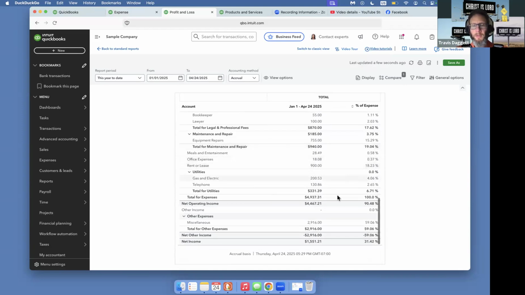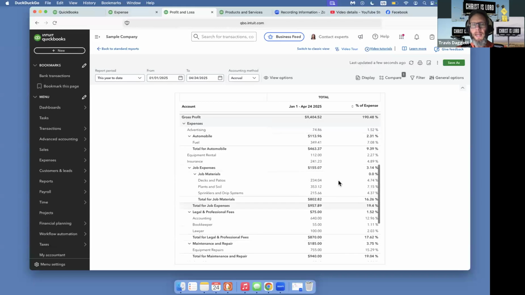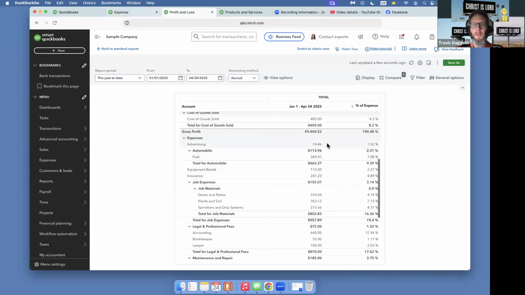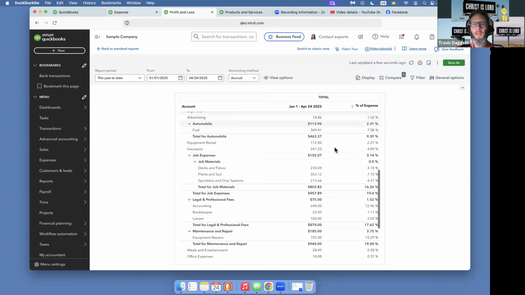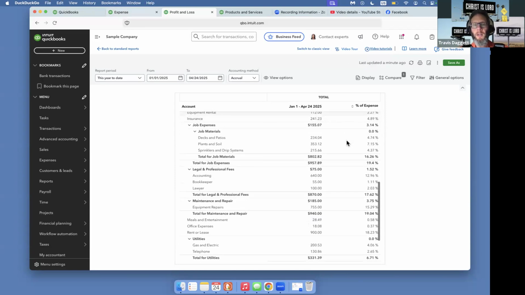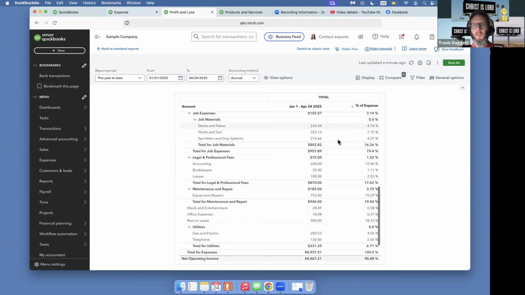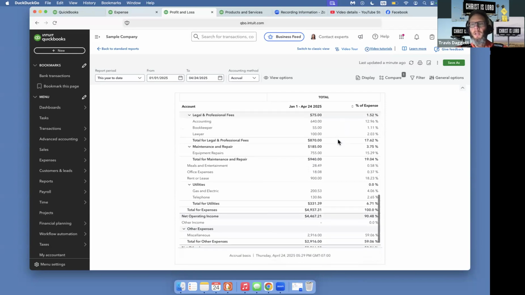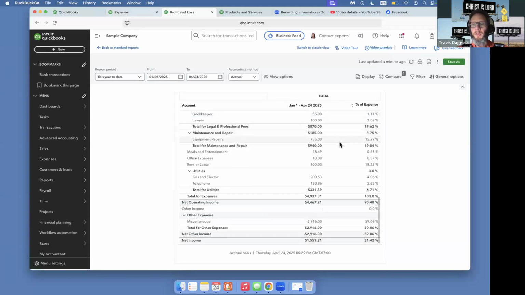Okay, so our total expenses here, 29.16, and we've spent $74.86 on advertising. That could be interesting, and you might want to think about some different ways, especially if you're talking about some different products and services. And it could also be just a threshold to look through quickly and see, oh, okay, I'm spending this much on accounting as a percentage, this much on repairs.